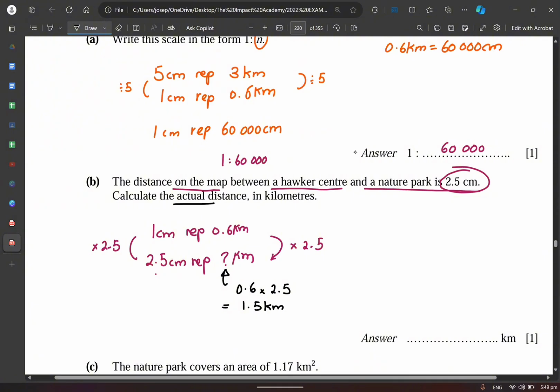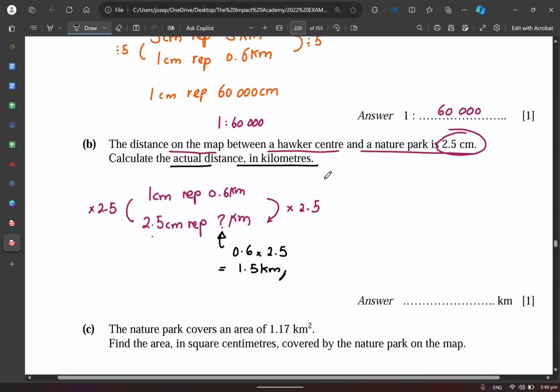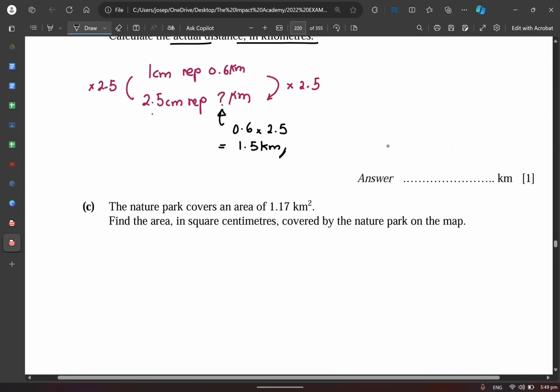They say the actual distance in kilometers. Did they ask you to convert to cm? No, they never. So therefore, this is your answer for this question. Now, more importantly, it's actually part C. C is the part where people struggle with the most. Same thing, 1 cm represents 0.6 kilometers, and again, they want you to find the area on the map.